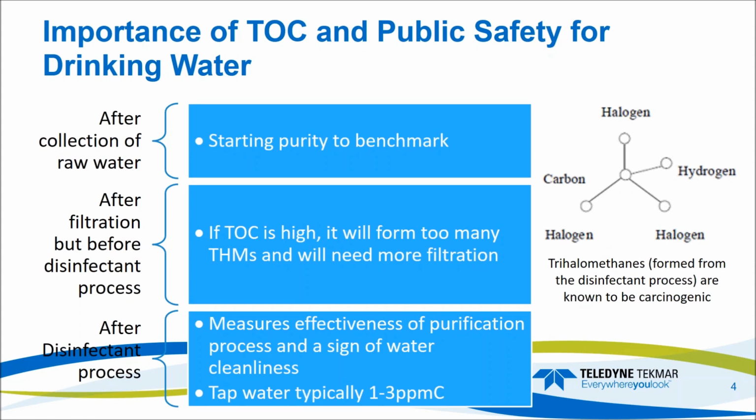If it is too high in TOC, they will filter it again. Then once it's at a safe starting point, they will disinfect it with typically chlorine, although there are other techniques they are developing across the country and the world. After the disinfectant process, TOC is measured again and recorded in a public quality water report. Typically, drinking water you get from the tap is around 1 to 3 parts per million. Of course, that can vary depending on your piping and all that kind of stuff too.